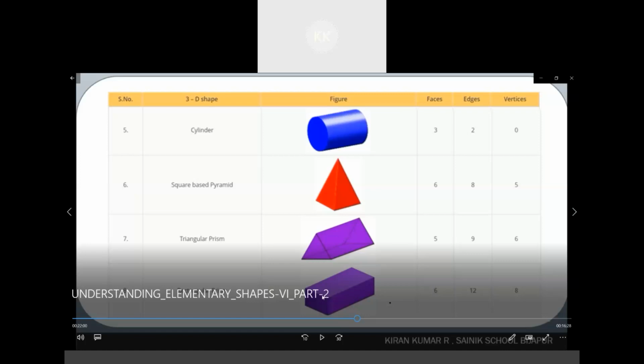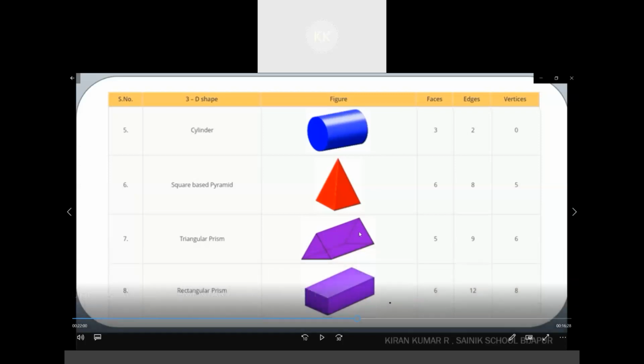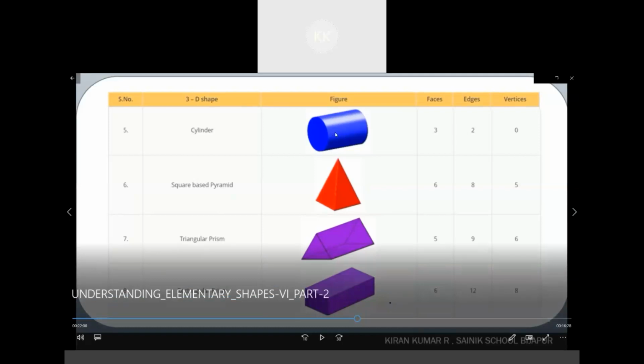In a prism, what happens? There will be 2 bases. These are the bases. They will be the same, meaning congruent faces will be there, and they will be parallel to each other. Such a figure is called a prism. This cylinder is not a prism. The reason is there is no lateral surface. It is called a curved surface. In this, there are lateral surfaces. Such a figure where lateral surfaces are there and bases are congruent and parallel is called a prism.